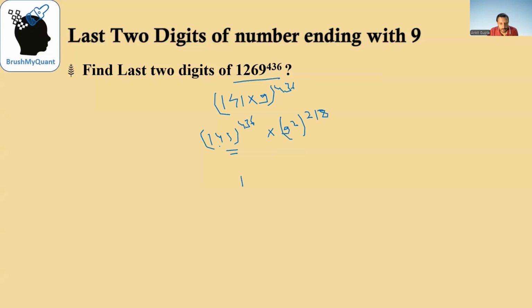In this one, we have units digit as 1. So this becomes 1. And tens digit will be 4 multiplied by 6, which will be 4, multiplied by 81 raised to 218, which will be 41 multiplied by, this is 1, so units digit is 1, and 8 multiplied by 8 will have the tens digit as 4. So the last two digits will be given by 41 multiplied by 41, or last two digits will be 81.